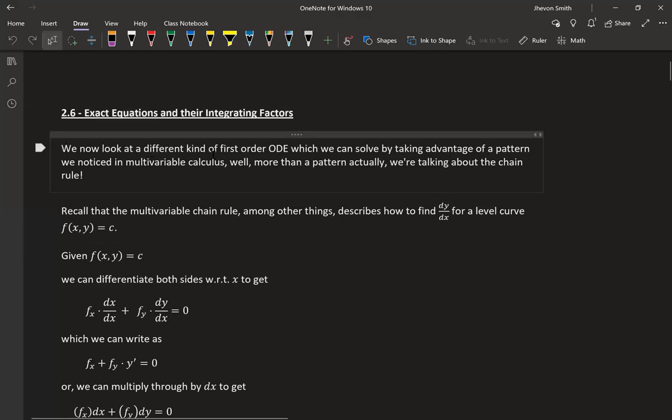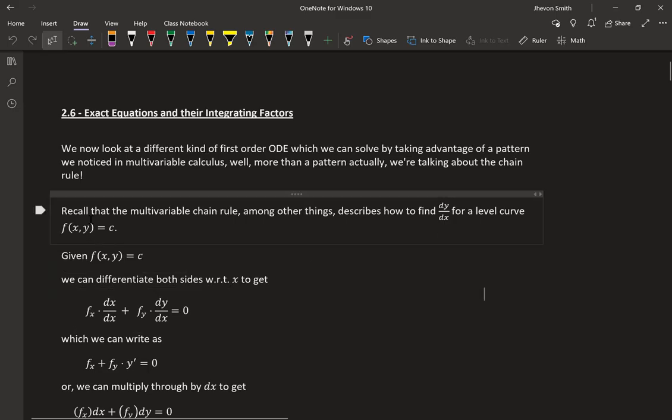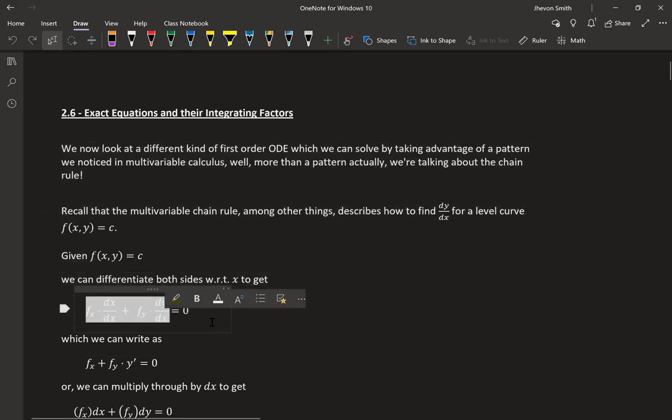Okay, so these guys are a type of first order ODEs. And we're gonna solve them based on some pattern that we would have seen in multivariable calculus. So this is like in a Calc 3 class, you'll see something like this, right? This is the chain rule from multivariable calculus. If you have a level curve, f of x, y equals c, then you can actually find dy dx by just going through and differentiating both sides, and you can apply this formula. This is applying the chain rule. Of course, you can rewrite it like this, because your dx's will cancel. You can actually cancel the dx's and write it like that.